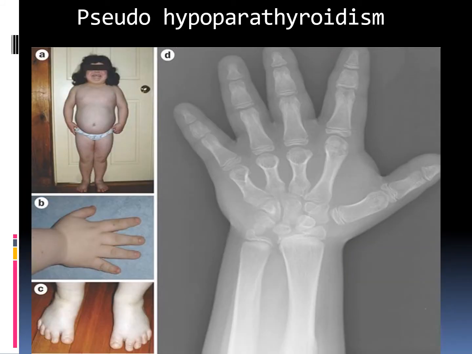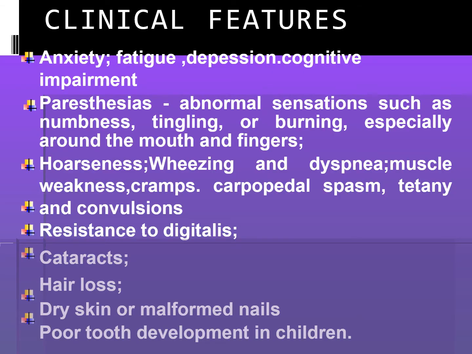This slide shows the classical features of pseudohypoparathyroidism. Patients are short statured. X-ray shows the short 4th and 5th metacarpal bones of the hands. Clinical features of hypoparathyroidism may vary from mild symptoms to life-threatening complications. Patients often have reduced quality of life with anxiety, fatigue, depression and cognitive impairment.